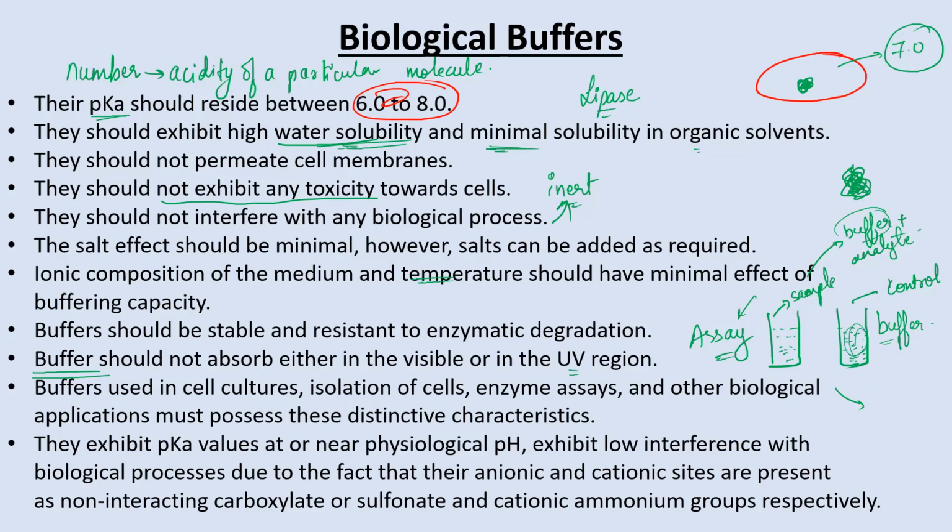Okay, so buffers used in cell cultures, isolation of cells, enzyme assays, and other biological applications must possess distinctive characteristics. For different pHs, different buffers are used, and different buffers are used for different purposes. If you're working with cell culture, there will be a different buffer. If you're doing isolation of cells, you're using a different buffer, because there are components in the buffers which are responsible for maintaining the structure of a particular component, cell or enzyme. So the components have distinctive characteristics, and that is why you have specific buffers for specific purposes. They should have low interference. That is one of the important characteristics of a buffer.